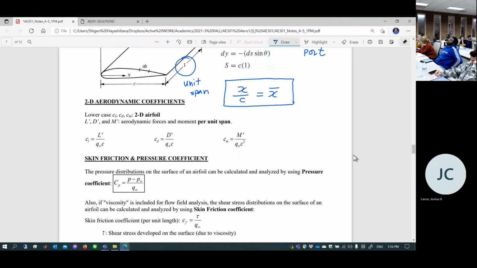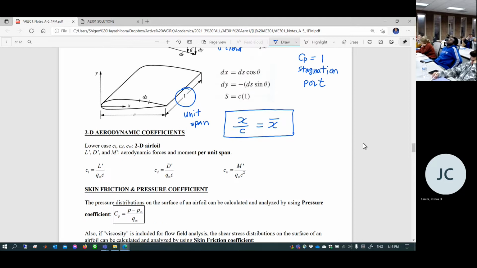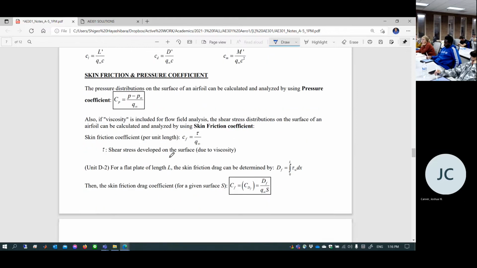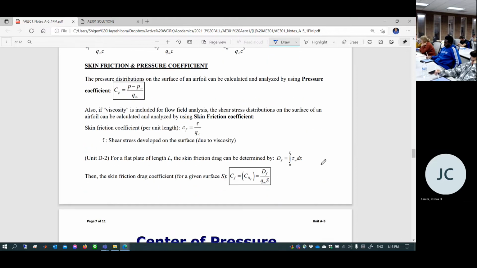So you can actually do 3-dimensional wind tunnel testing with a constant cross-section model, and then measure the lift and drag, pressure and all that, and divide by span, making it unit span values of lift and drag and moment. So those are 2D coefficients, lowercase both. Okay. Pressure coefficient, and also if you measure tau, obviously.